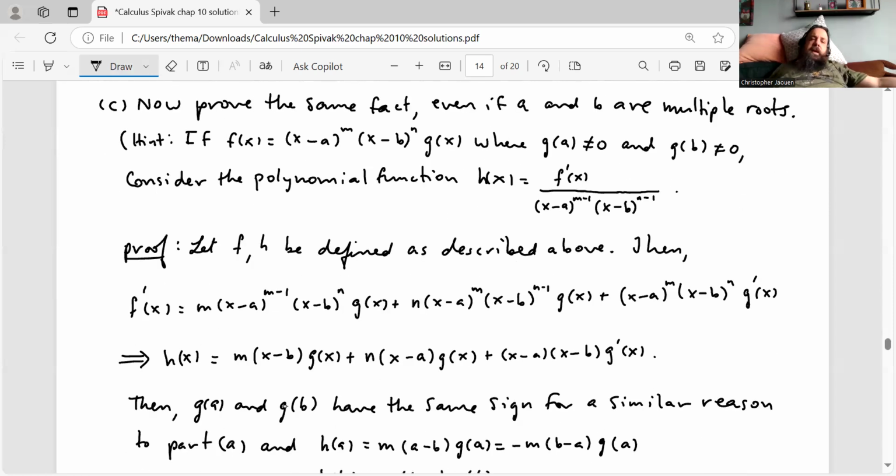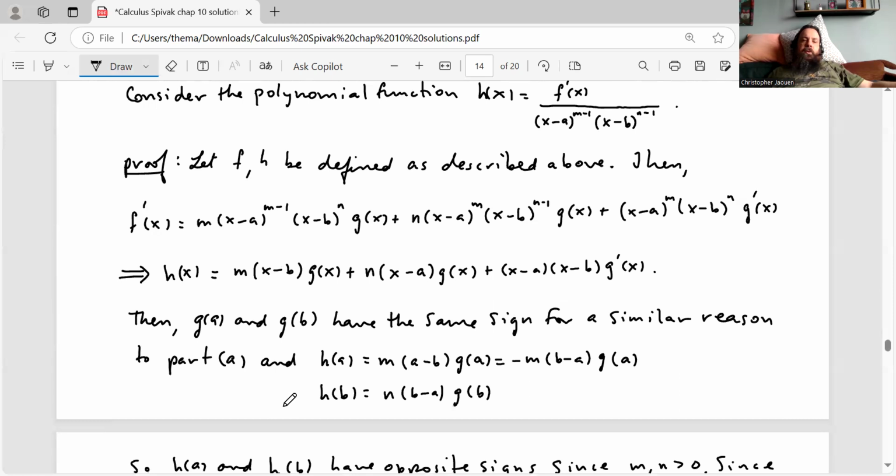All right, let f and h be defined as above. Then by the product rule, f prime equals that polynomial expression there, and h of x is equal to m times x minus b times g of x plus n times x minus a times g of x plus x minus a times x minus b times g prime of x, by the way we defined h.